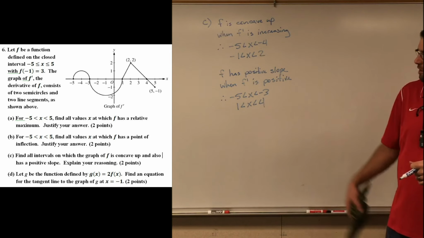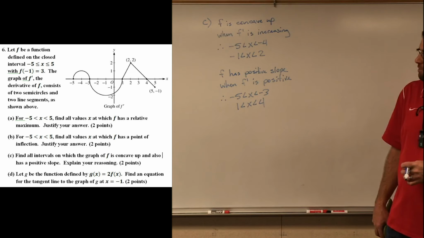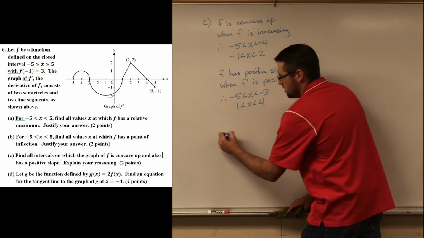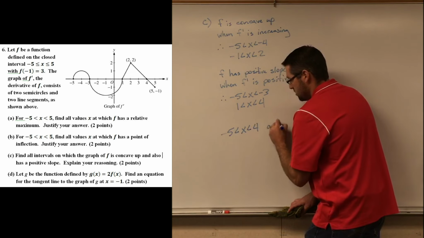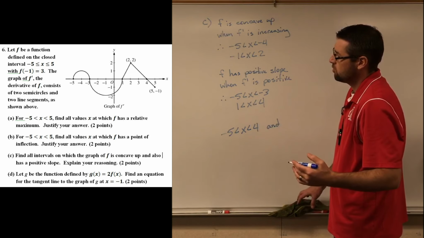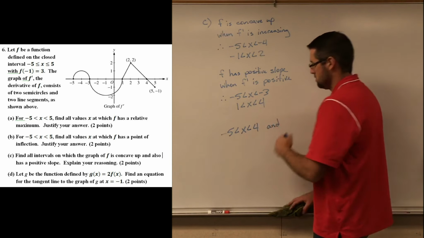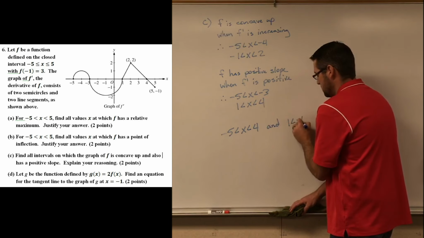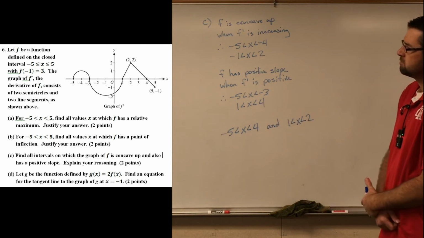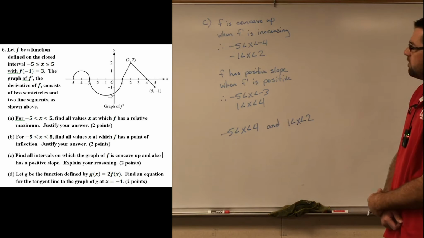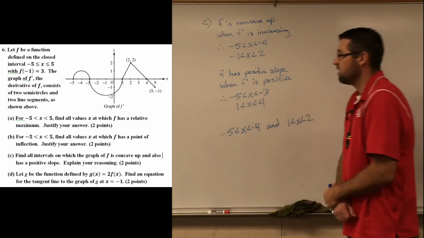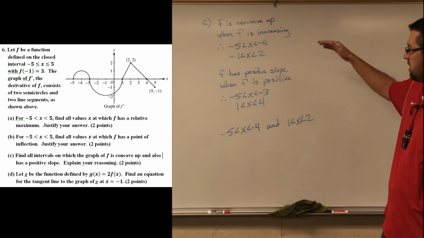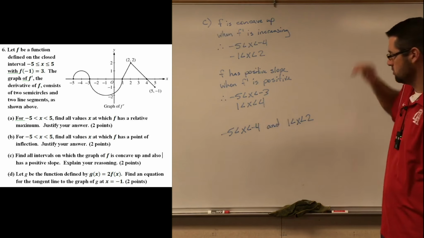Well, I'll show you what you have to write completely. So when is this concave up and increasing? -5 to 4. So we'll say -5 is less than x is less than 4. And 1 to 2. Okay. And 1 is less than x is less than 2. Is that it? We're looking for when f prime is increasing. Oh, -4. Thank you. That would have been bad. F is increasing, so when f prime is increasing and f prime is positive, so above the x-axis and going up. So those are the only two places.